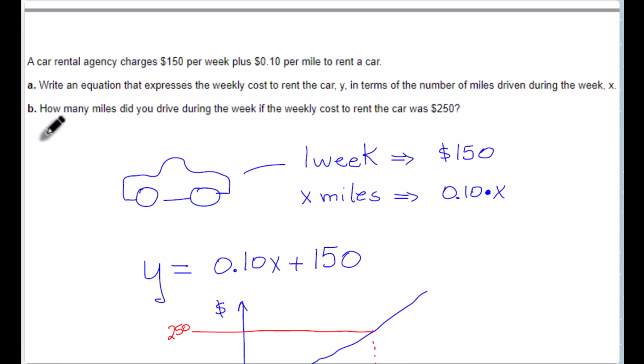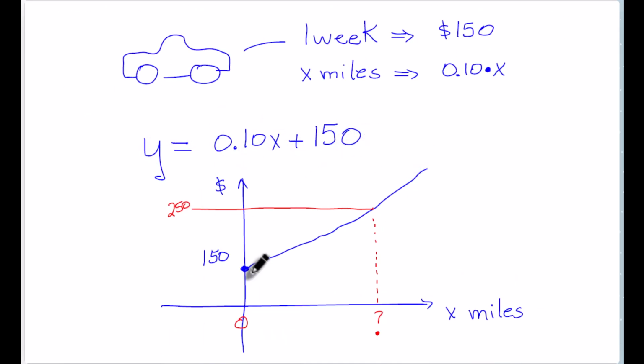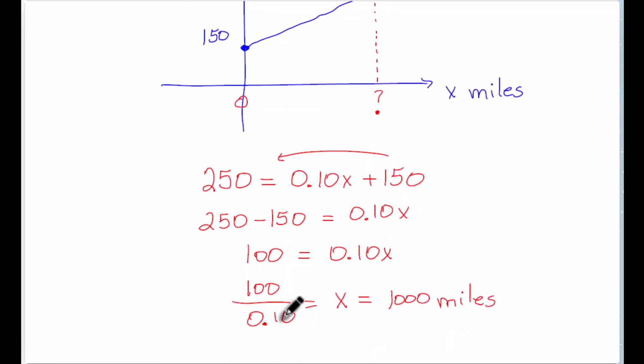So the question is, how many miles did you drive if it cost me $250? So looking at the equation, it is a line crossing at 150. It's going up as a slope of 0.1. So the question is, when do we reach 250? Well, let's figure that out. So 250 equals that. So move the 150, that's 100. Divide by 0.1 on both sides. And we figure out that we would have driven 1,000 miles.